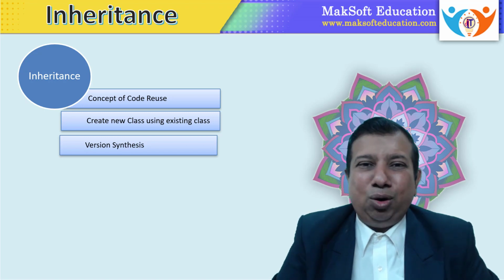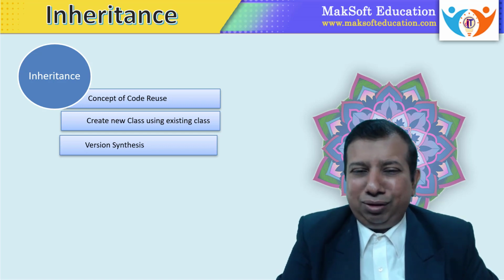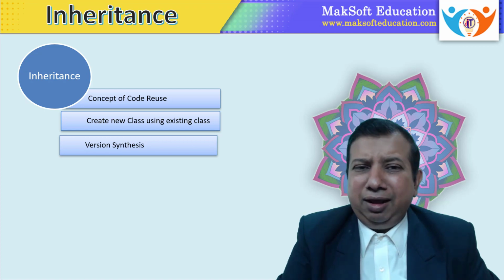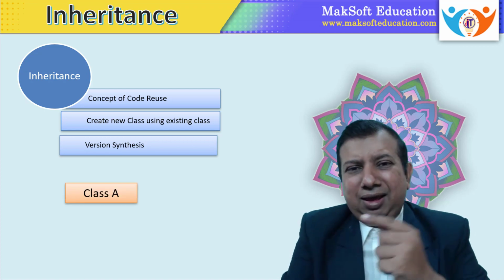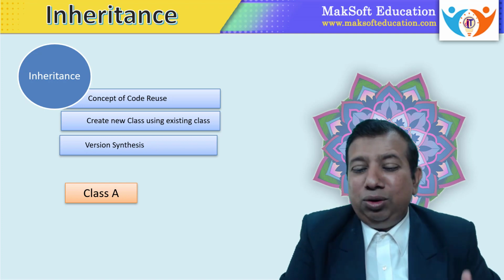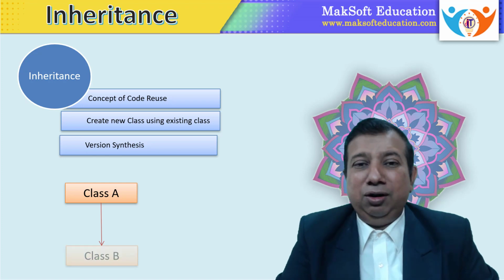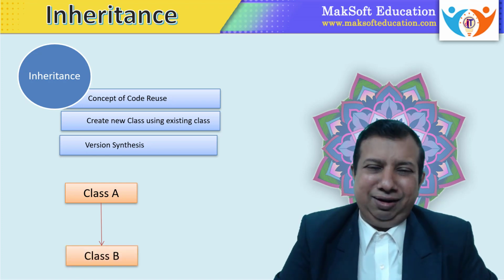Inheritance cannot be avoided in real-life software development, and that's why the inheritance concept is very important to understand. Now how does it work? Let's take an example. See, class A is one class. Now this class will be used to create a new class, and class B is the new class that we have generated. This is called simple inheritance.